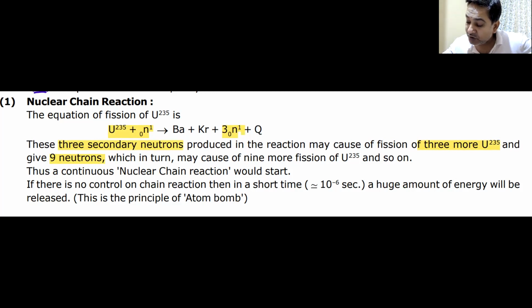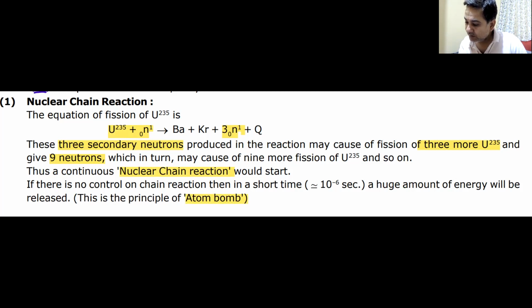This is how a nuclear chain reaction will start, and if you don't control it, you get what? If there is no control, then in a very short time, a very high amount of energy is released, and that becomes your atom bomb. Will you remember this?